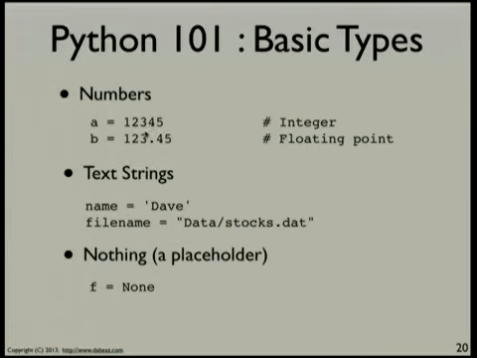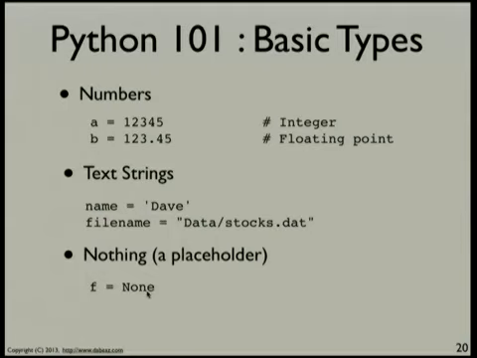For numbers, there's basically integers and there's floating point. You specify that in a program just with the decimal point. If you don't have a decimal point, it's an integer. If you do, it's floating point. If you want to work with text, you enclose text in quotes, either single quotes or double quotes. There is no difference between them, so use whatever style you're happy with. So there's two different quoting styles.